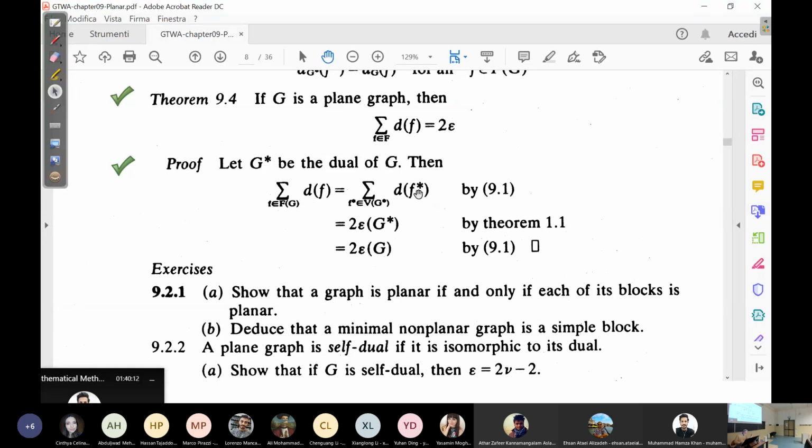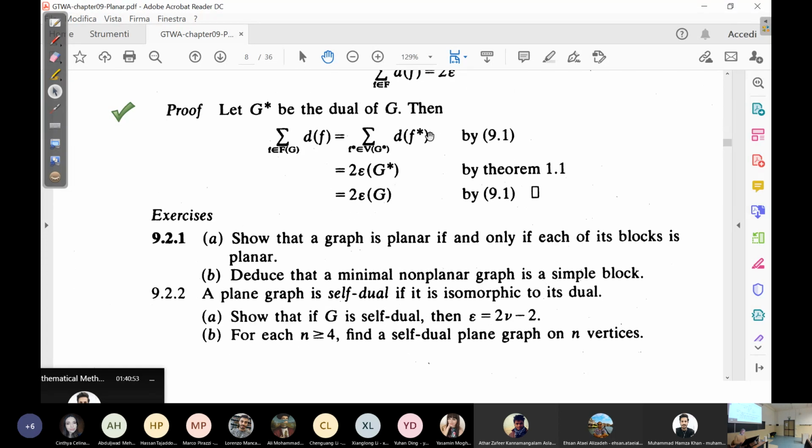The degree of the vertex is the number of edges incident to that vertex, which is the number of edges around that face, okay? But this is twice the number of edges of G star, because this is the sum of the degrees of the vertices of the dual, so it's twice the number of edges of the dual. But we have an edge of the dual for each edge of G, and so this is twice the number of edges of G. And so we have this, which will be used.